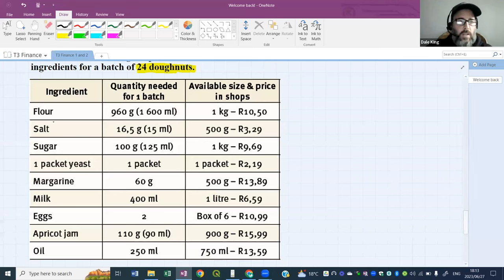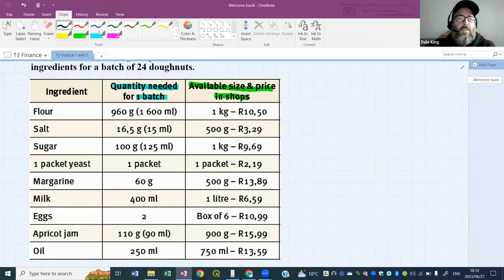Let's look at it. It says flour. The quantity needed per batch, up at the top, quantity needed for one batch, and one batch is 24 donuts. The quantity for one batch of 24 donuts. And then it says available size in the shops. This is what you're actually going to buy in the shops because you need 960 grams for your batch. You don't buy 960 grams in the shop. You have to buy a 1 kg bag.